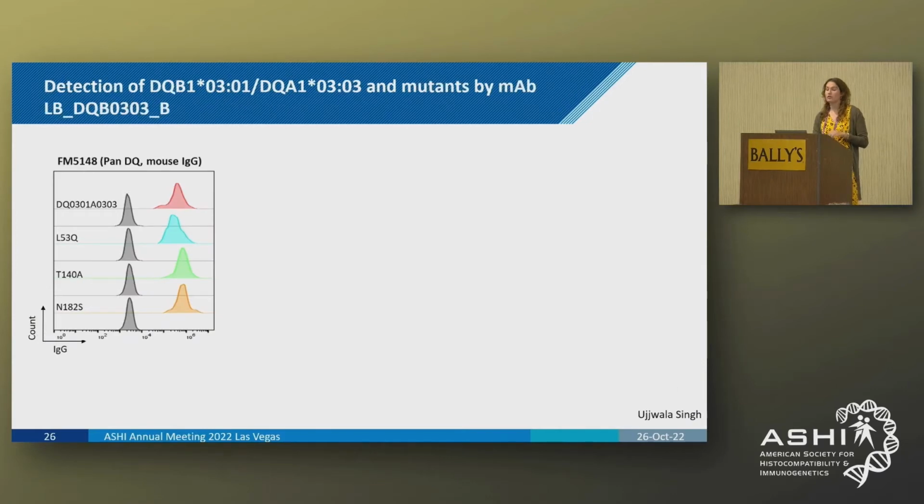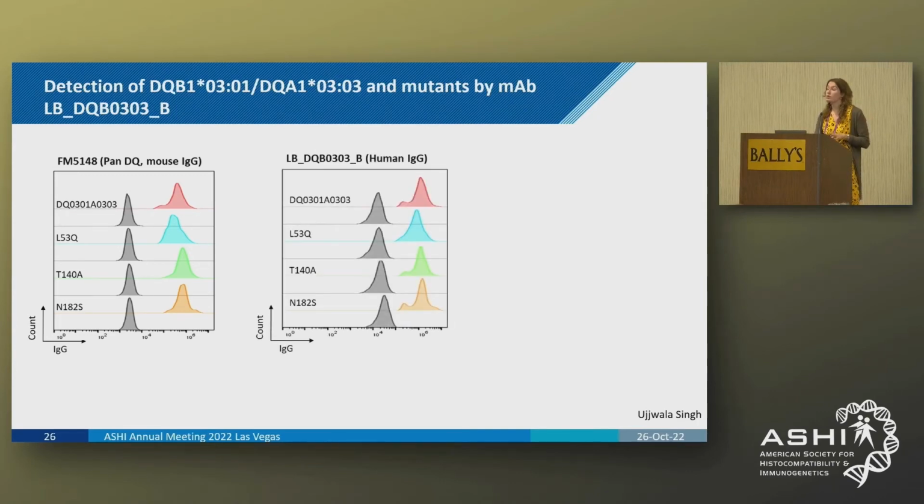And here we go to the data. Here again, we first see the positive control. This is a pan-DQ antibody, just to show you that by these single amino acid mutations, there is no conformational change that results in a loss of binding. So we can see that the pan-DQ antibody really binds nicely to the wild type, here in red, and also the three different mutants.